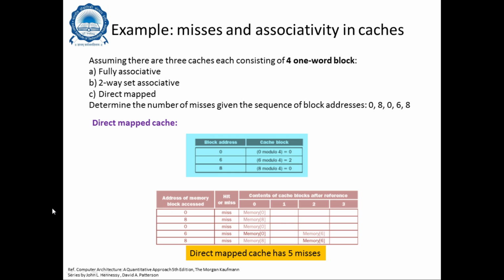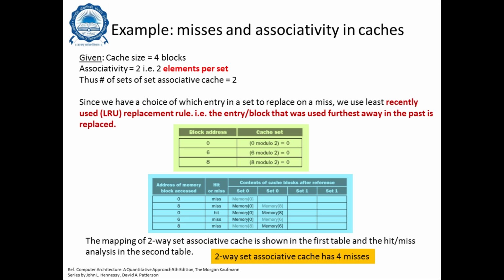Now let's see what we can do if we would like to improve this, that is, to not have so many misses but to have a few more hits. Given a cache size of 4 blocks, the associativity is 2, that is, you have 2 elements per set. Thus the number of sets of the set associative cache will be 2. Here let's see what we can do.